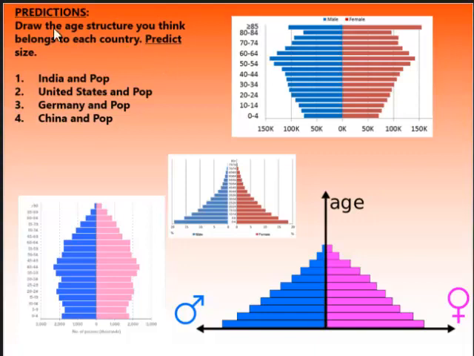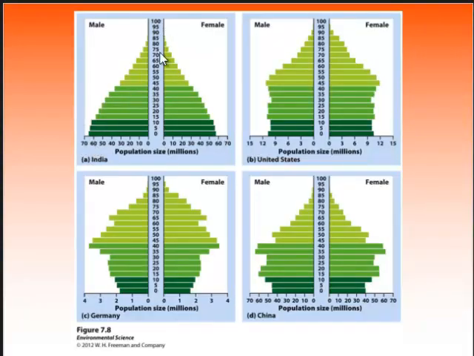If you can't remember which is which, you should try and guess which one most represents India, the United States, Germany, and China. Which might be represented by any of these? Pause, guess. And here are our answers. India has this shape, and look at the numbers. This is in millions now, not percent. You always have to pay attention to the units on your axes. Look how old they're living. And in millions and millions of babies. In millions for the United States. And notice the shape change here. And notice the shape change here.